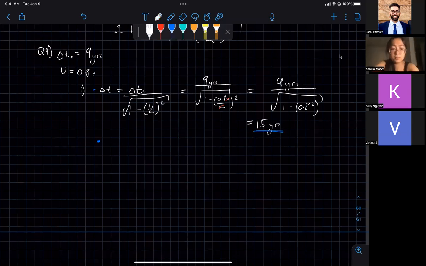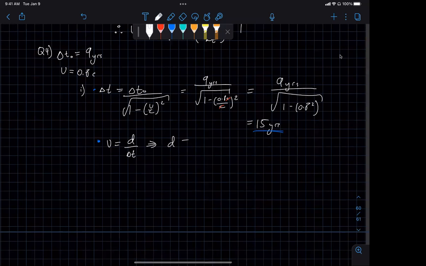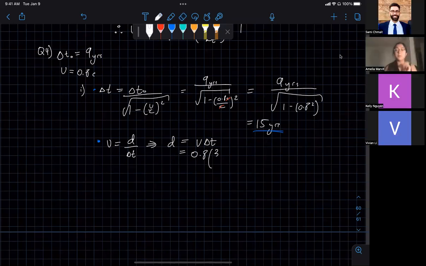The next thing we need to do is calculate distance, because remember, v is equal to d over that amount of time. So d is equal to v delta t. We just solve for that. We have 0.8c, we know how fast it's going, times 15 years. Let's plug in what c is equal to: 3 times 10 to the 8th meters. Let's be nice with our units.